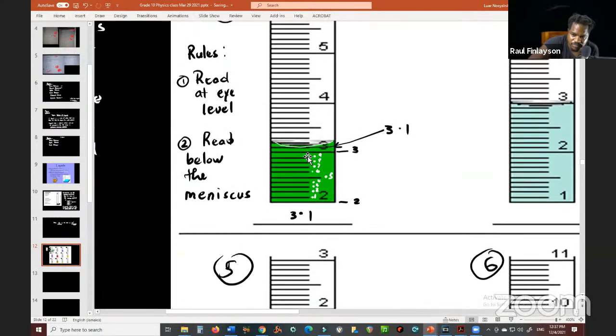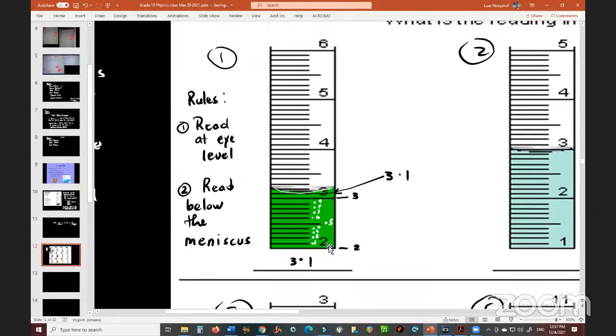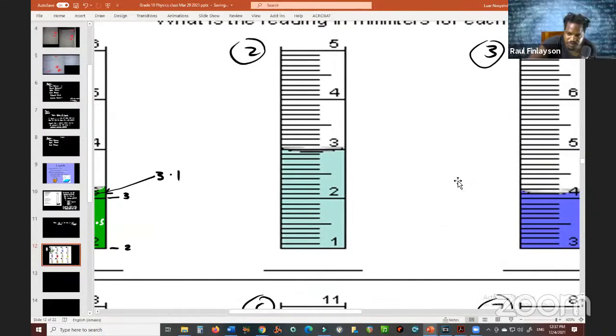Did they get that? Yes, sir. Yeah, that's it. That's all they're going to do for the rest of them. Same thing here. For the second one, we have 1, 2.